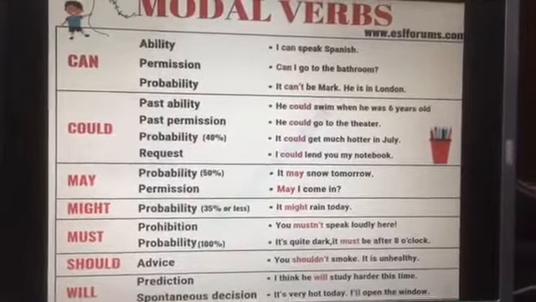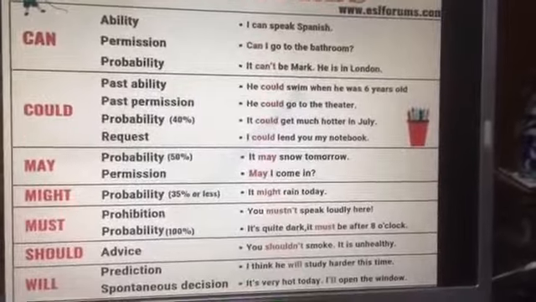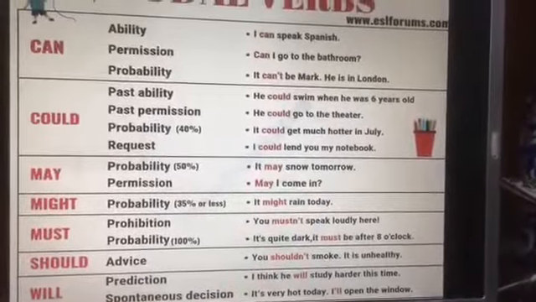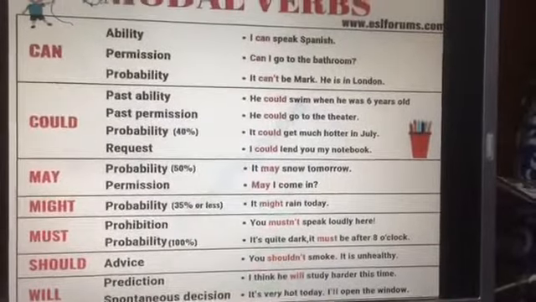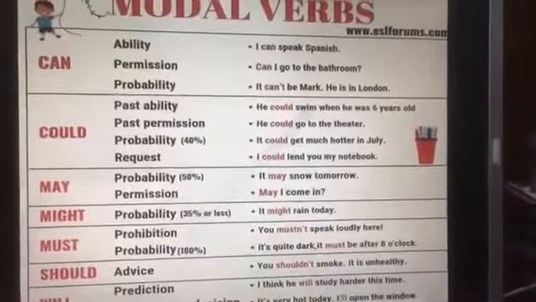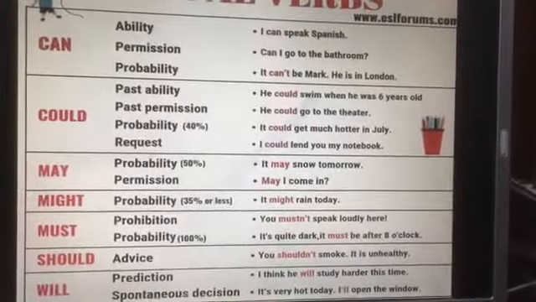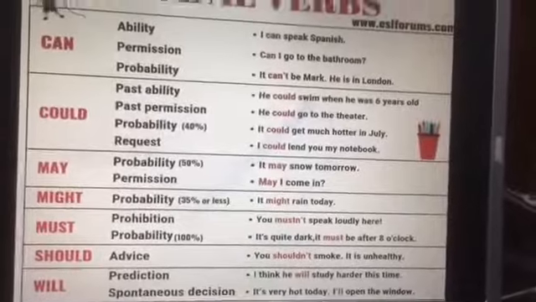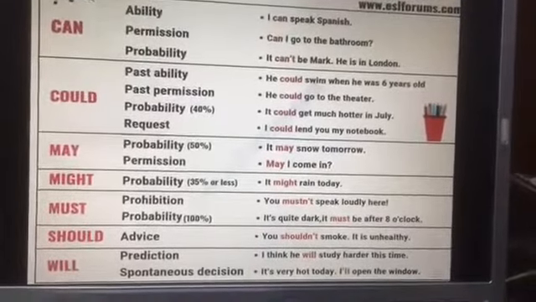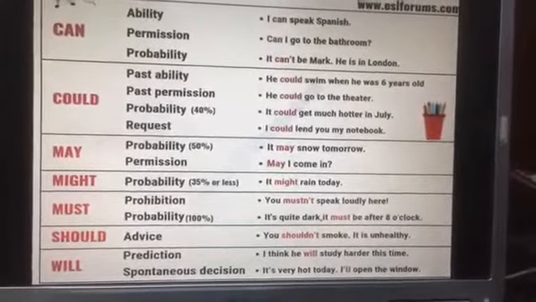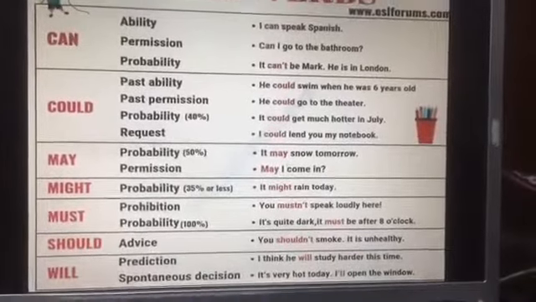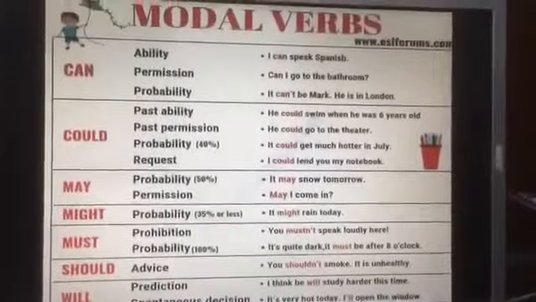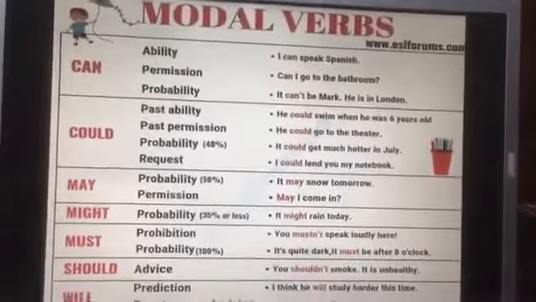Could is used for past ability, past permission, probability and request. For past ability, he could swim when he was 6 years old. For past permission, he could go to the theater. For probability, it could get much hotter in July. And request, I could lend you my notebook. May can be used for probability, but less probability of doing something. And permission. It may snow tomorrow. Not very sure, but yes, there are chances that it can snow tomorrow.